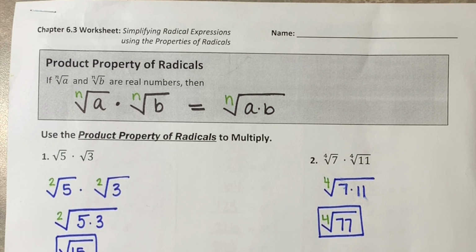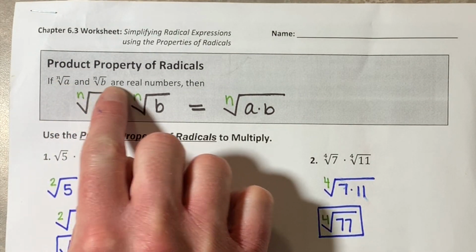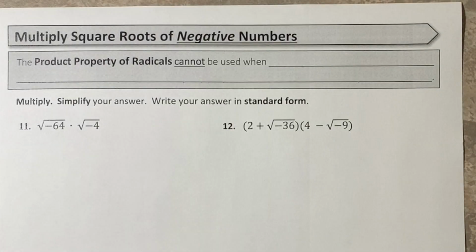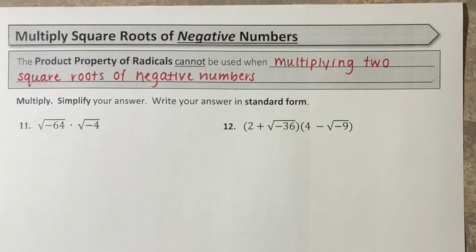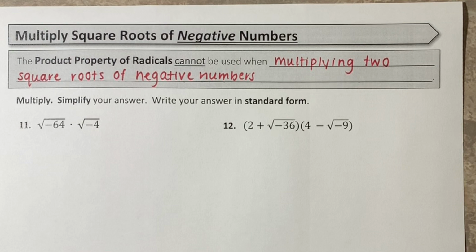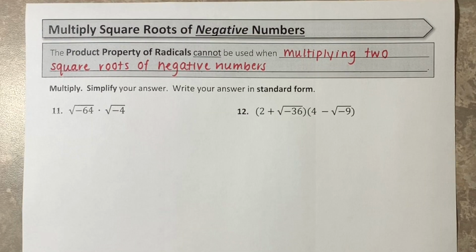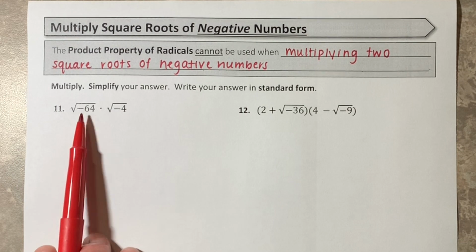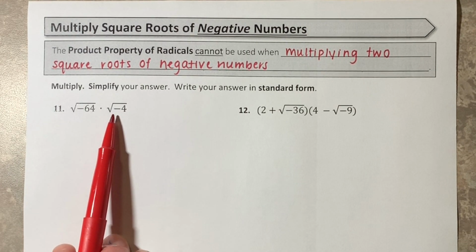Notice here, though, it says that the product property works when the radicals are real numbers. And that's what we're going to discuss here. The product property of radicals cannot be used when multiplying two square roots of negative numbers. For example, here, you're multiplying two square roots of negative numbers. The product property will give us the wrong answer.